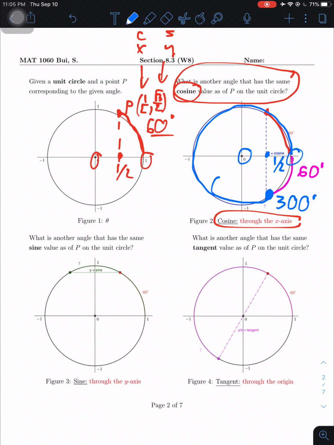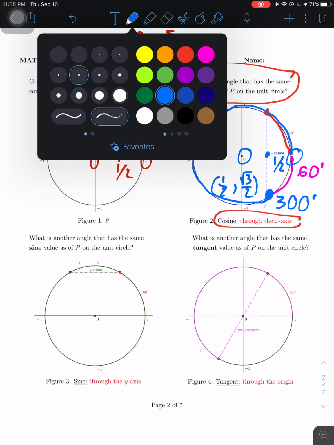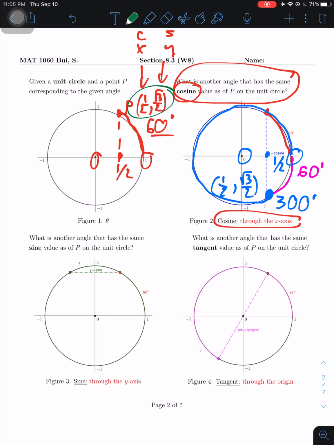So again, the x part would be a half. And automatically the y part will be square root of 3 over 2. Okay? But then remember one thing: on a unit circle, we will never have two coordinates that look exactly like each other, right? If this point here and this point here look exactly like each other, that's a weird thing, right? So what's wrong with this?